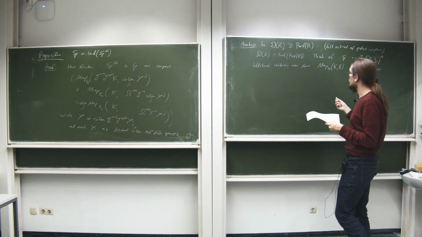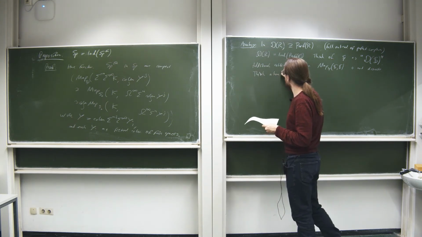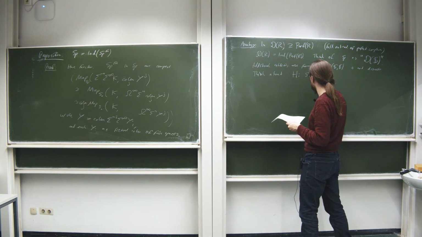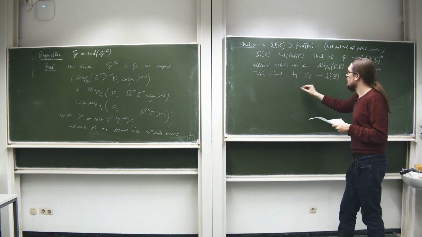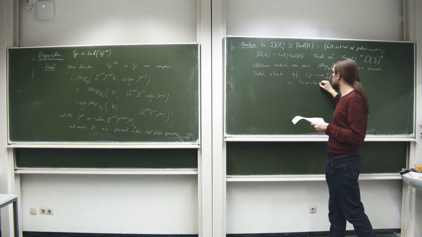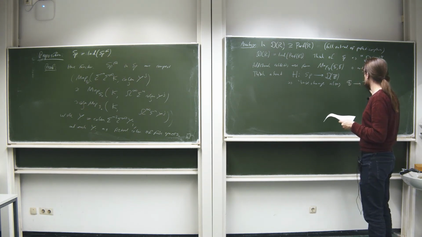For example, one can think about this functor h that we encountered earlier, dz, as base change along S to Z.